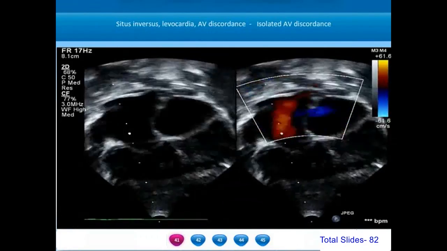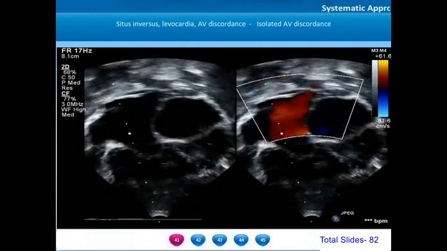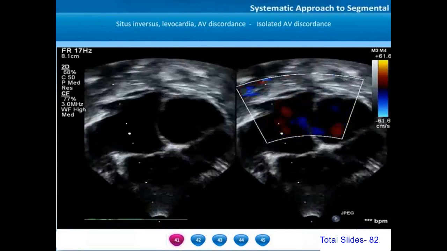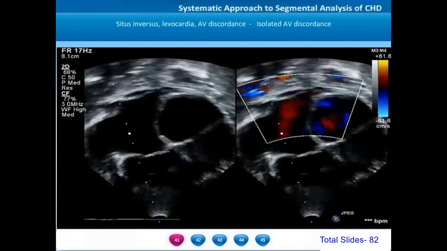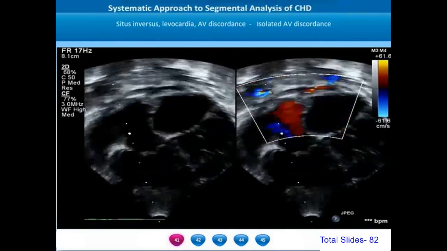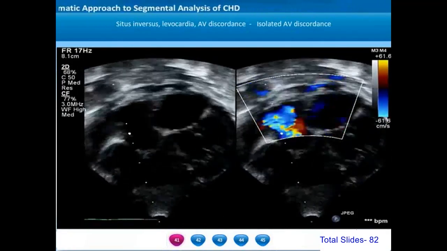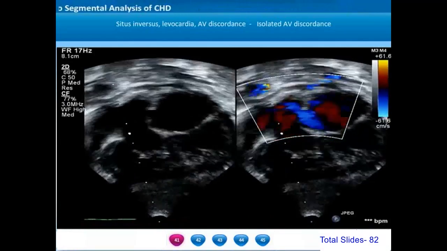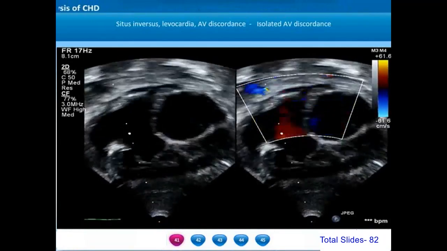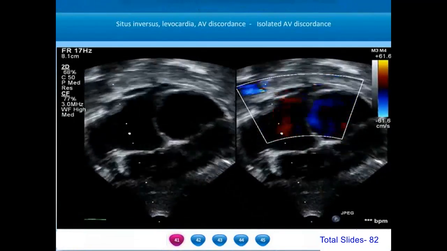Even though the right ventricle and pulmonary artery are properly connected, the left atrium is connected to the right ventricle, and hence it leads to a parallel circulation. This isolated AV discordance is also called isolated ventricular inversion.